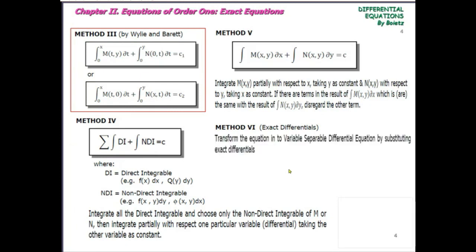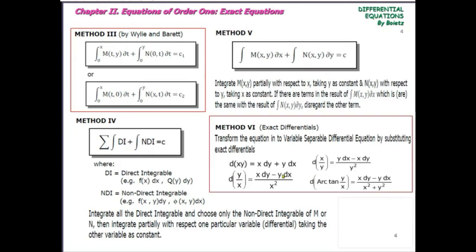So ang gagawin dyan, you will just transform the equation into variable separable differential equation by substituting exact differential. So mag-ano ka lang, magkakaroon ka lang ng konting simplification doon sa equation mo. Then by substituting exact differentials like this one, you can transform that to variable separable differential equation or yung solution na ng variable separable differential equation.